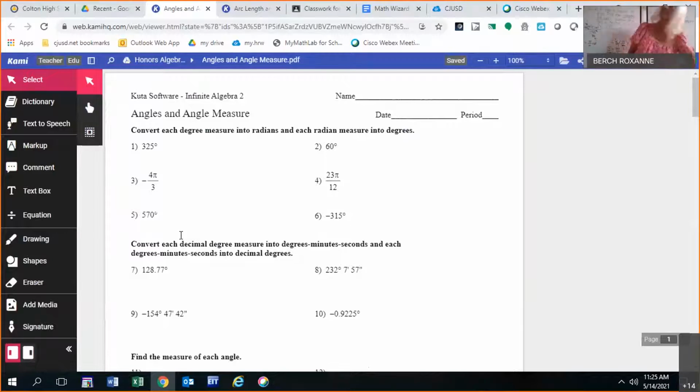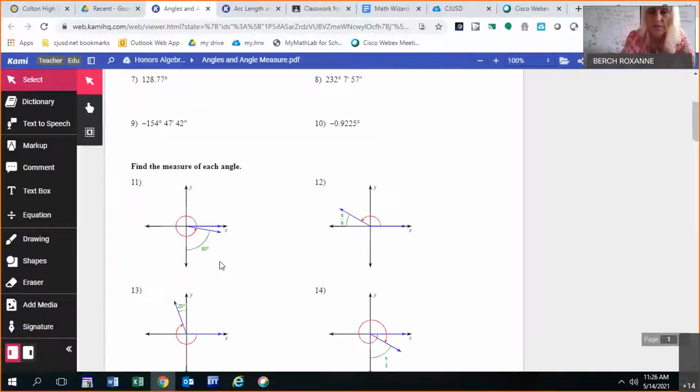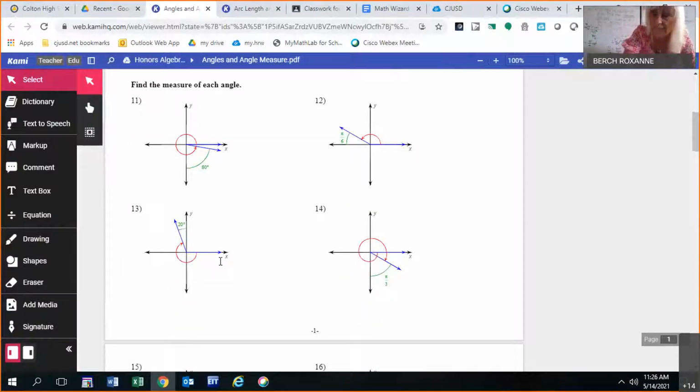Okay, I did post this and some of you may have looked at it. Hopefully you're not working on it. The first problems are convert to degree measure and convert the radians to degrees and degrees to radians. So we've done that. 7 through 10 is your decimal degree form to degree minute second form and vice versa. So we did that today. Number 11 is find the measure of each angle. Now don't forget that the red arrow represents the angle. So they're not talking about the green, they're talking about the red arrow.